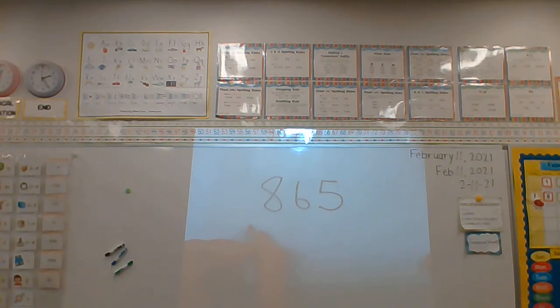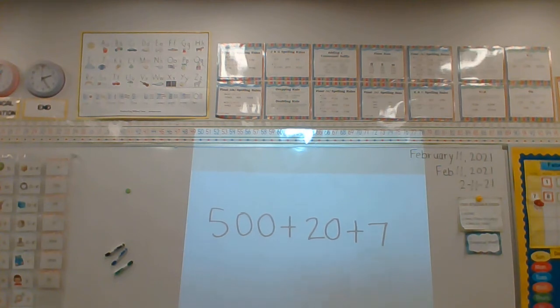What do you hear? 800 plus 60 plus 5. 865. Did he trick anybody? I didn't think so. Now, these are written in expanded form, and we're going to turn them into a regular number. What do you see?